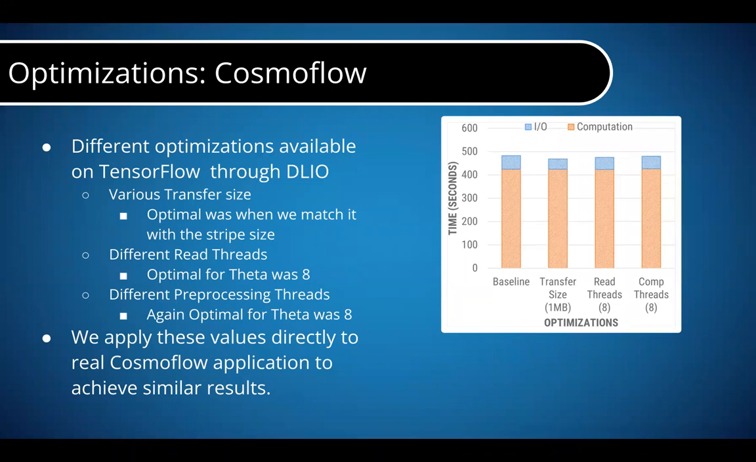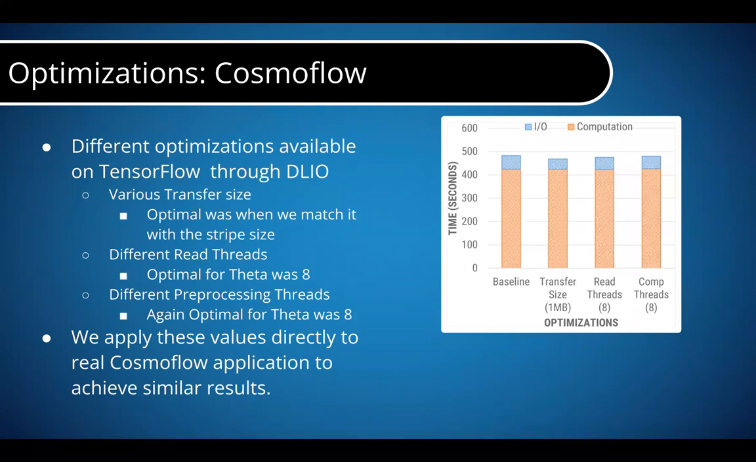I have more optimizations we have shown on HDF5 in the paper, but I'm showing CosmoFlow here because I think that's also interesting. For the CosmoFlow application, as I said, it gets a lot of bandwidth already, right? But if you think about it, the default stripe size on Lustre is about a megabyte, and they use 256 kilobytes. So the idea here was: can we apply the DLIO version of the CosmoFlow application? We tried different optimizations, such as different transfer sizes, so that it matches your Lustre file system better.